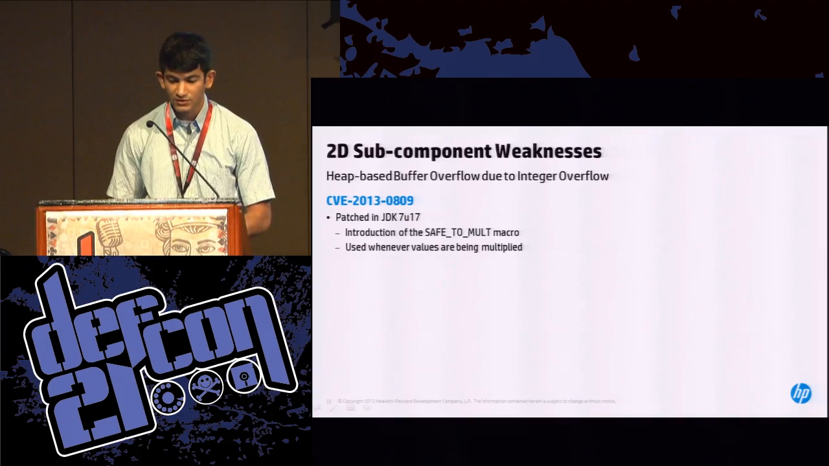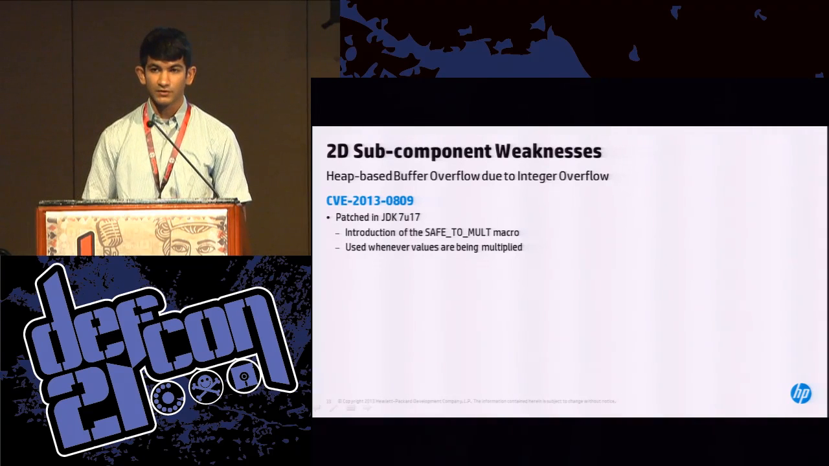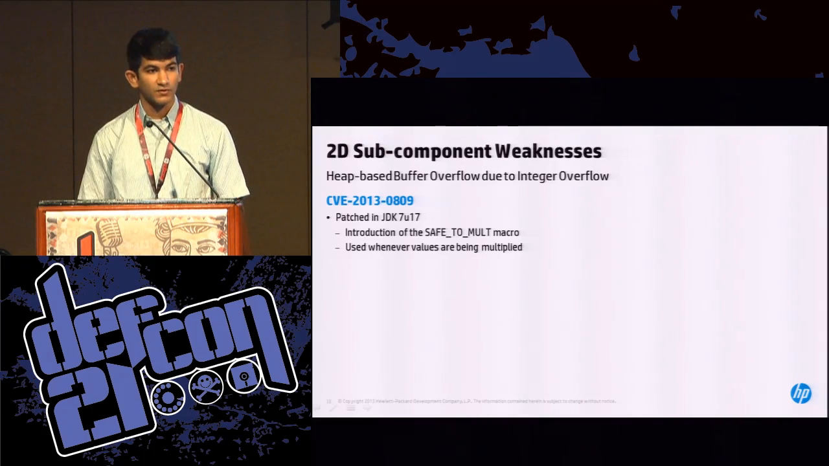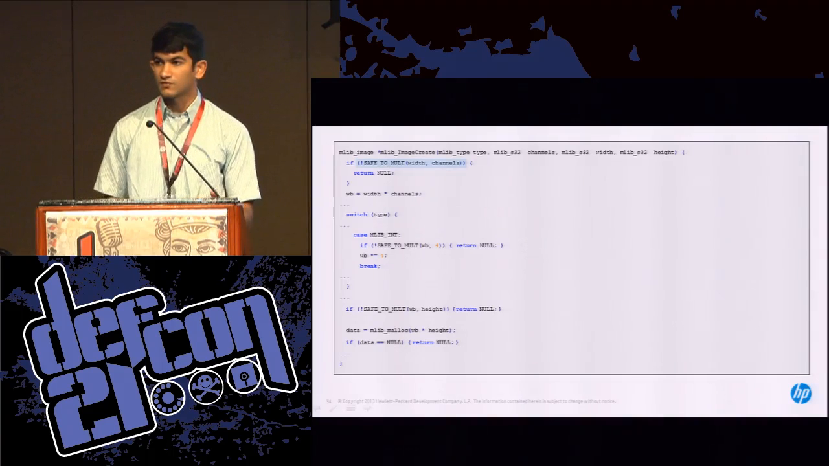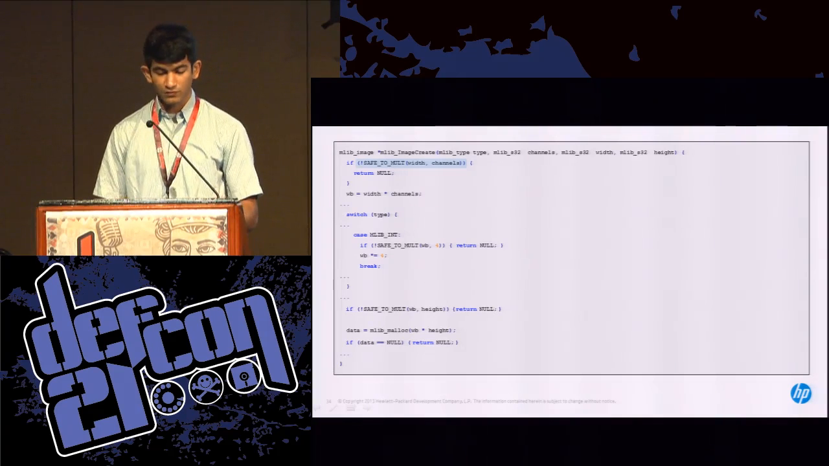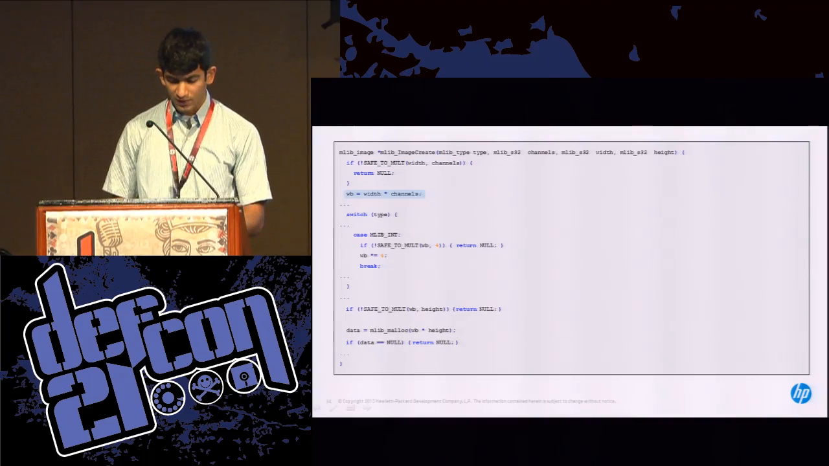All right, this was patched in JDK 7 update 17 through the use of the safe to mult macro. And they added the use of this macro every time they did any sort of multiplication. So here we can see that they're making use of the safe to mult macro, and if it fails, they'll return null. Otherwise, they'll actually do the multiplication on width and channels.